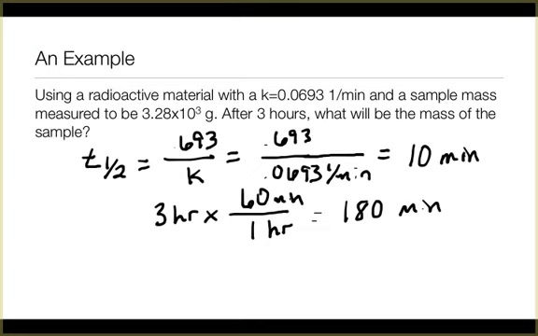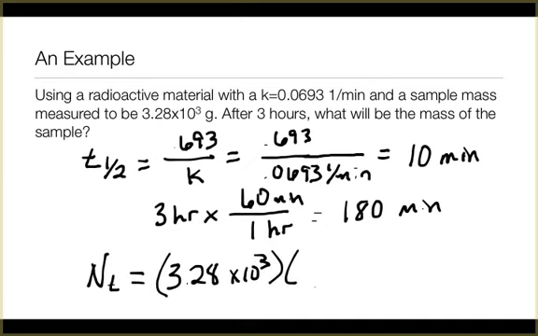And now it's just a matter of plugging into that second equation that we were given. If we use the equation N sub T, where T represents the amount after our 3 hours, equals 3.28 times 10 to the third times 0.5 raised to the 180, that would be our time, divided by 10, and that will equal 0.0125 grams.